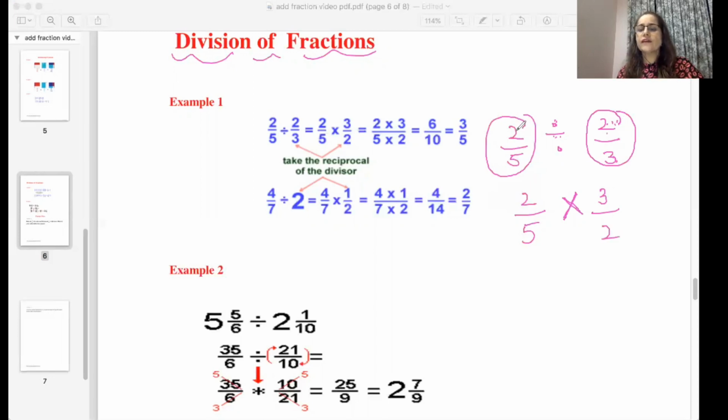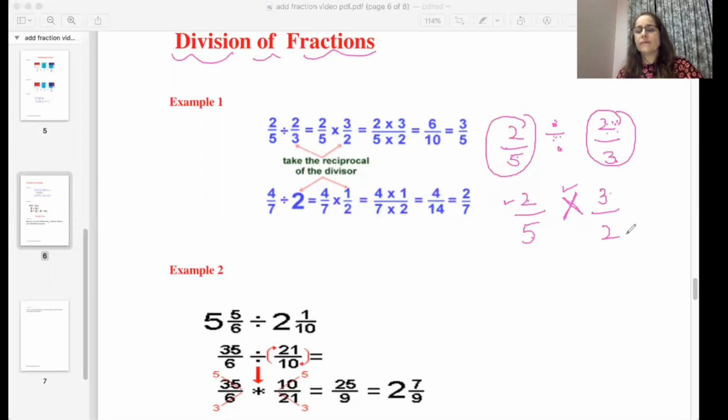So the first step is to write the fraction before the division as it is. The next step is, instead of the division sign, we replace it with the multiplication sign. But after changing the sign, the next fraction, which is after the division, will be the reciprocal of this. So it is 2 by 3, now it will be 3 by 2.